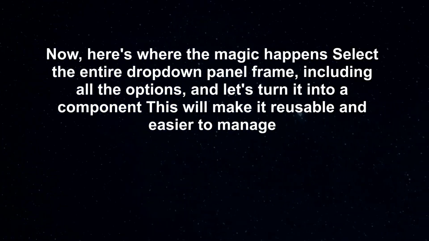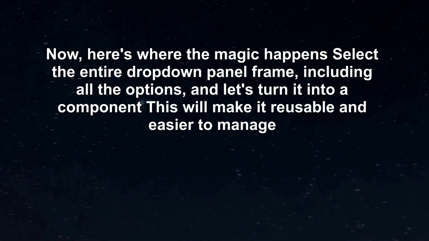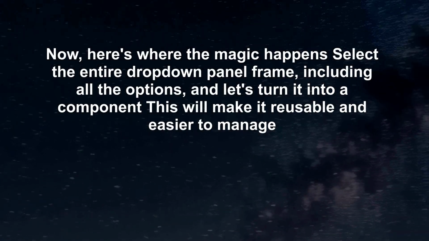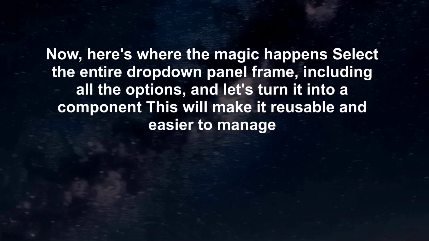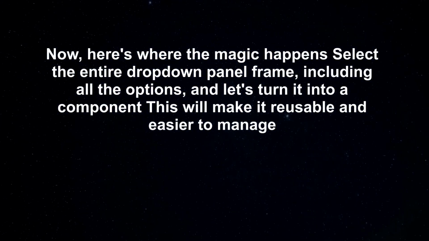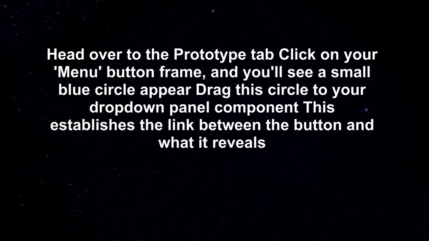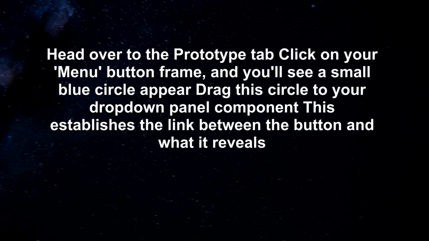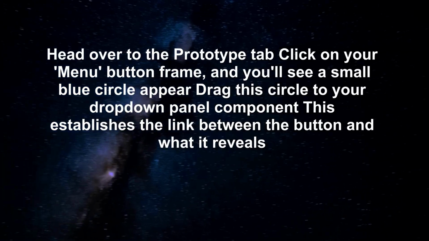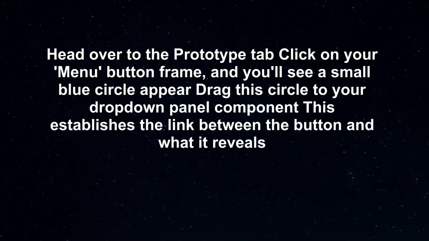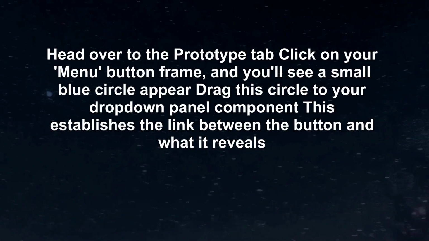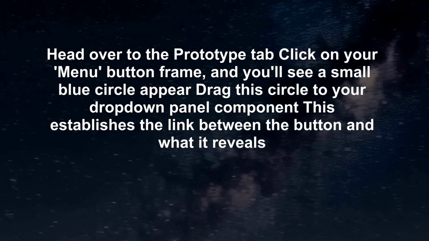Now, here's where the magic happens. Select the entire drop-down panel frame, including all the options, and let's turn it into a component. This will make it reusable and easier to manage. Head over to the Prototype tab, click on your menu button frame, and you'll see a small blue circle appear. Drag this circle to your drop-down panel component. This establishes the link between the button and what it reveals.